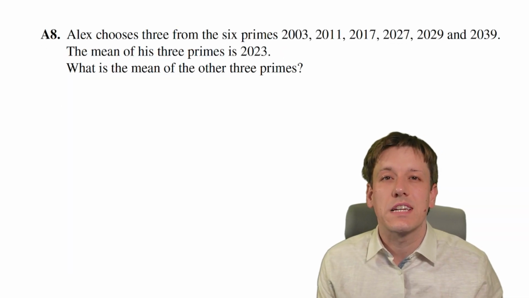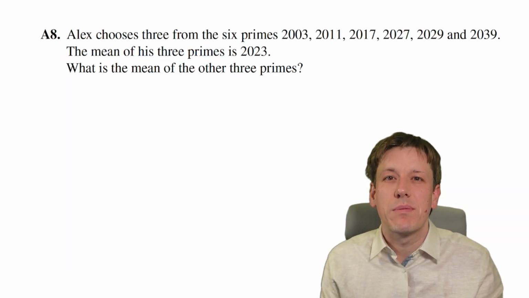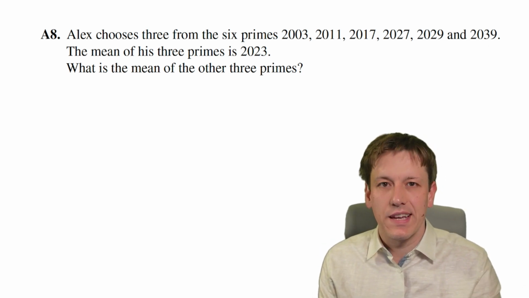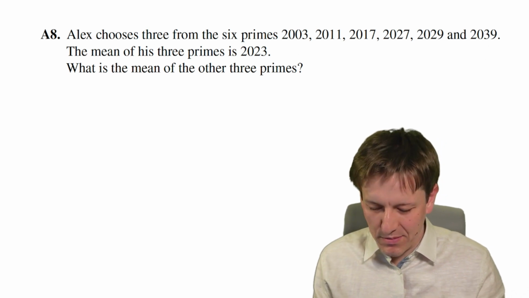Alex chooses 3 from the 6 primes in this list. The mean of his 3 primes is 2023. What is the mean of the other 3 primes? They always like to get the current year in the paper somewhere if they can.